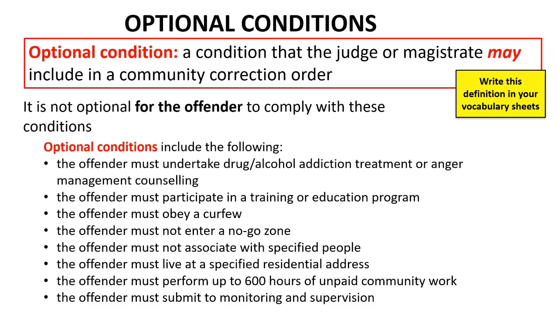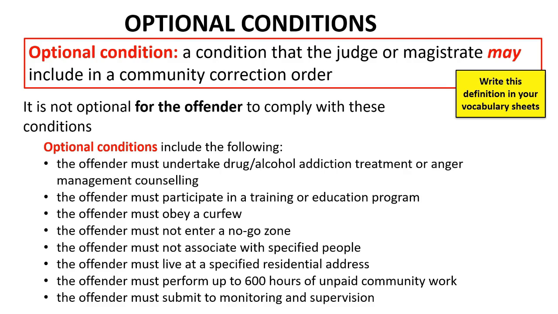An optional condition might prohibit the offender from entering certain no-go zones. For instance, if the offender suffers from alcohol addiction, the offender may be prohibited from entering a pub. An optional condition might prohibit the offender from associating with specified people. This is called a non-association requirement. For instance, the condition might prohibit the offender from associating with people who have criminal records. This is a way of trying to ensure that the offender does not mix with criminals and fall back into a criminal lifestyle.